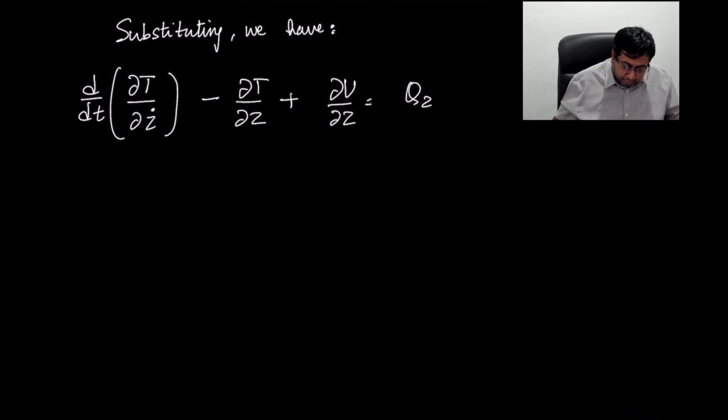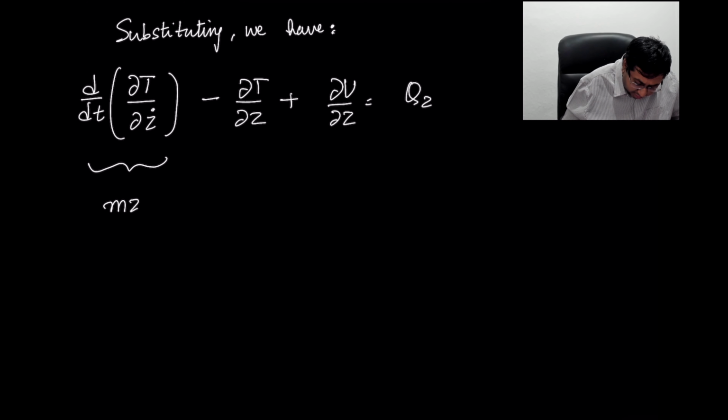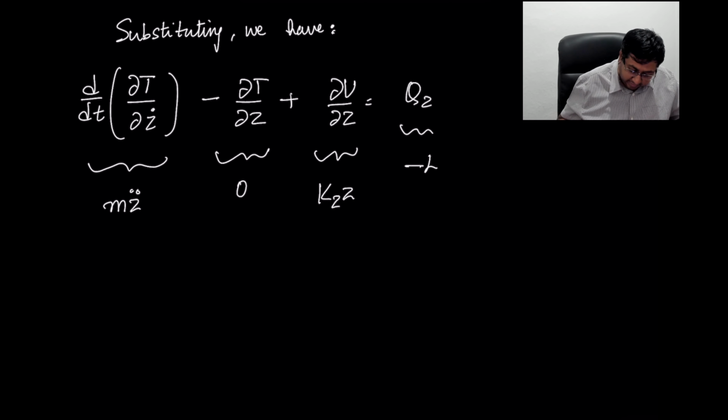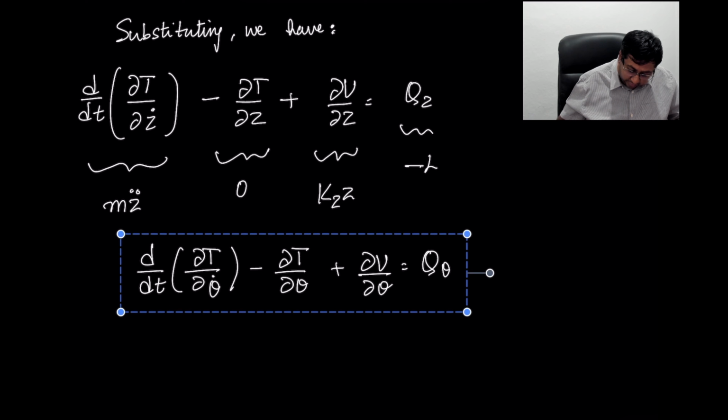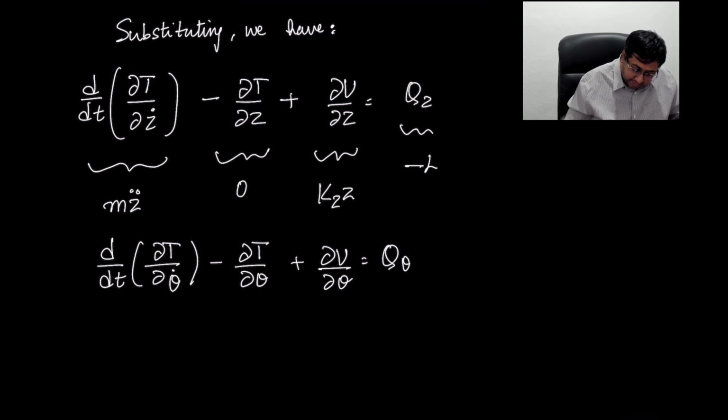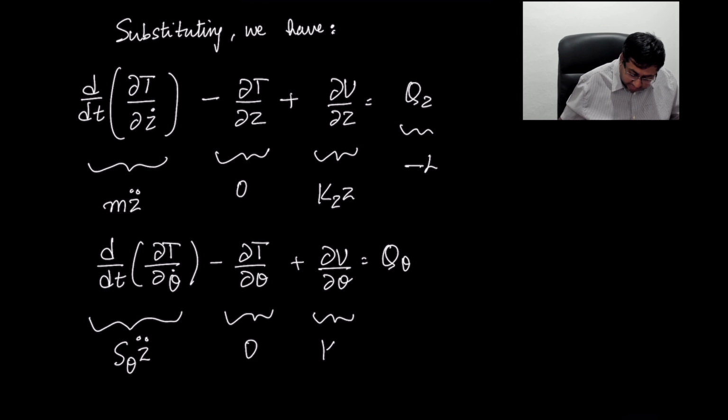Okay, so now if I start substituting everything back in here, if you remember, this term can be written as m into z double dot, and this was 0, and this was nothing but Kz into z, and this is nothing but minus L. Similarly, for the next one, we can say that this is nothing but S theta into z double dot, 0, and K theta into theta, and this is nothing but L into e.